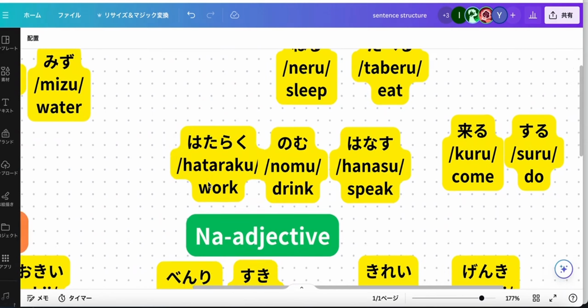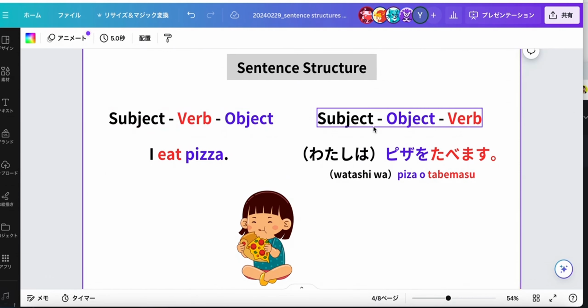Good job. So that's the basic sentence structure. Subject, object, and then verb. We can add the adverbs anywhere. Like you can say, every day I eat pizza, or I eat pizza every day. 私は毎日ピザを食べます。or 毎日私はピザを食べます。or 私はピザを毎日食べます。Like anywhere, but not the last. The last part must be a verb.